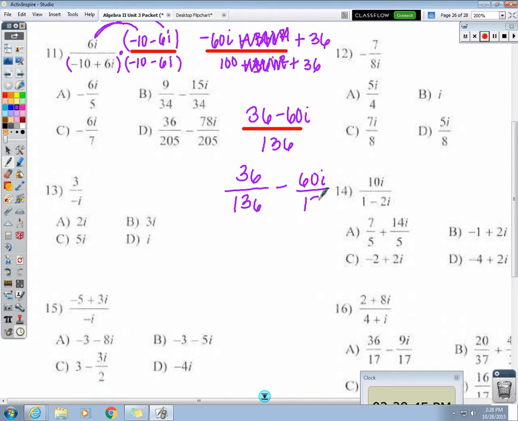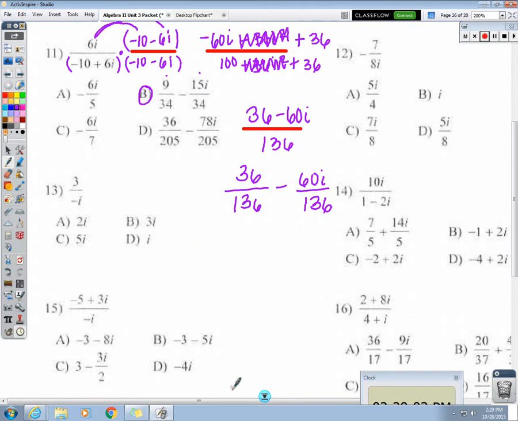But I don't see that answer, so that must mean what? That it can be reduced. What is 36 over 136? 9 over 34. And what's 60 over 136? Right, so B is the right answer.